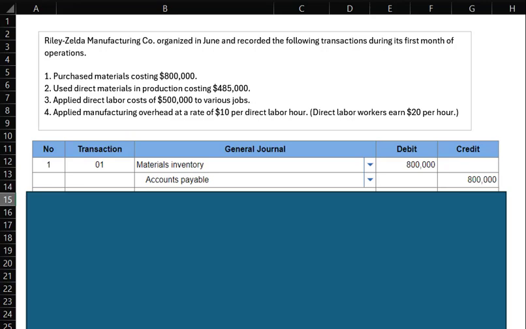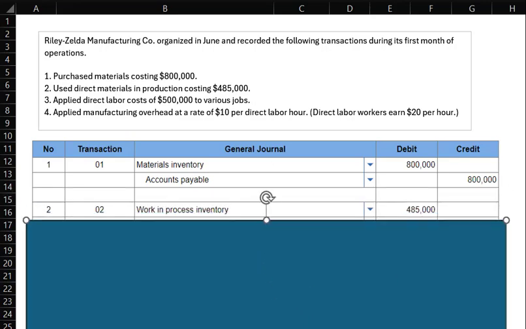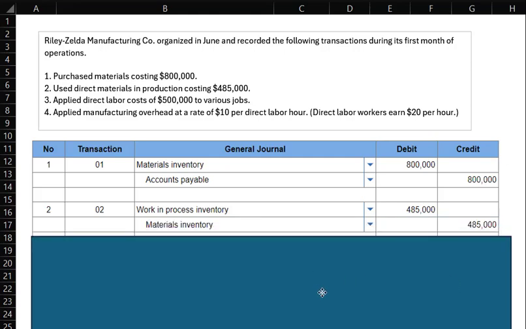All right, the second transaction. We used material in production costing $485,000. So this is being used directly in production. So we are going to increase work in process inventory with a debit by $485,000. Now, in a job costing world, we would need to know what job it would get assigned to. Okay, that's just something to keep in mind. And then the offset would be to the materials inventory. So in other words, we're simply moving it from one inventory account to another. Work in process inventory, again, is an asset on the balance sheet of a manufacturing company.